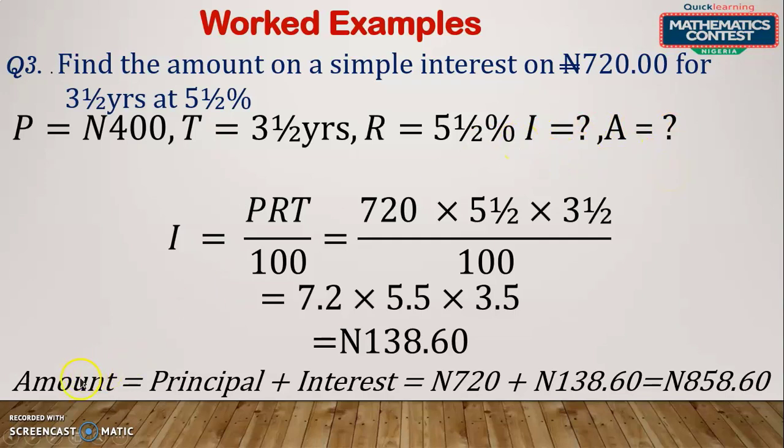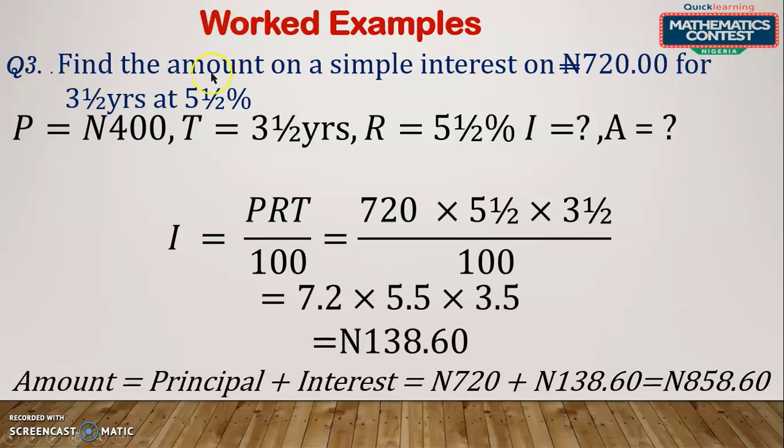The reason is because to get amount, what we're asked to find, amount is principal plus interest. So we have to get the interest. To get the interest, PRT over 100, the principal is 720, the rate is 5.5%, the time is 3.5 over 100. If these two zeros cancel on this 720, what we're going to have left is 7.2. 7.2 multiplied by 5.5 multiplied by 3.5 will have 138 naira 60 kobo as our interest.